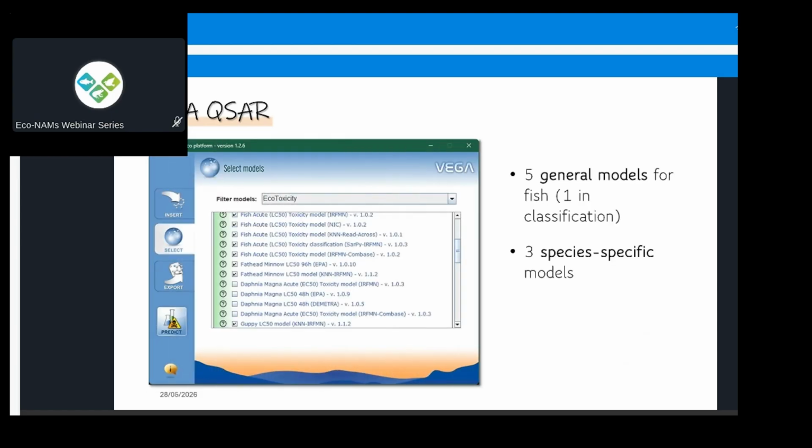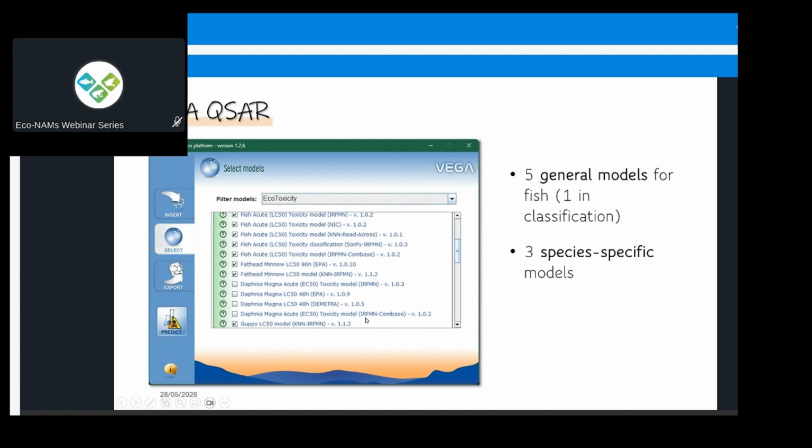For fish acute toxicity, we have 5 general models for fish. One of them is a classification model, the other quantitative, plus 3 quantitative species-specific models, 2 for fathead minnow and 1 for guppy.